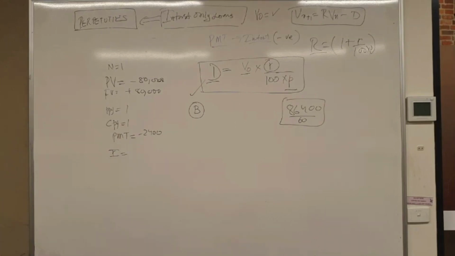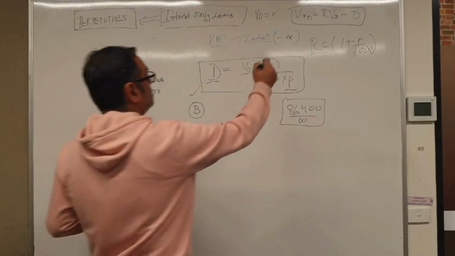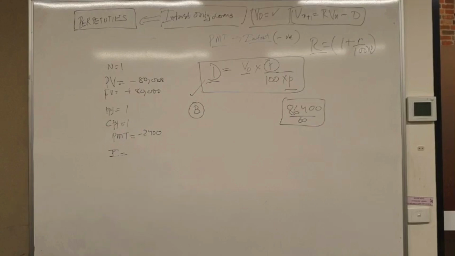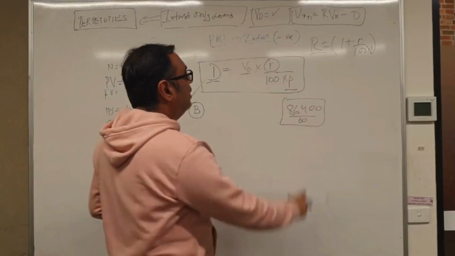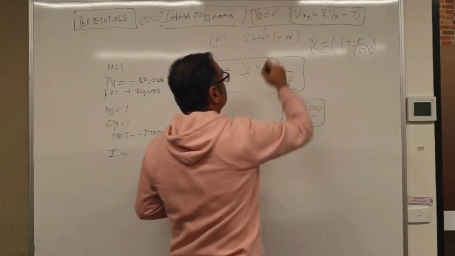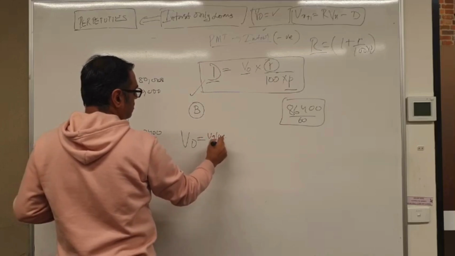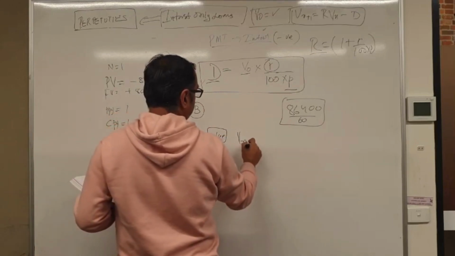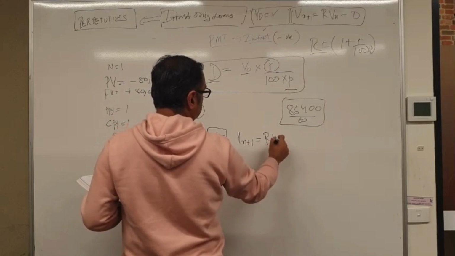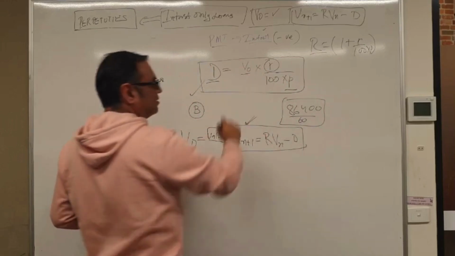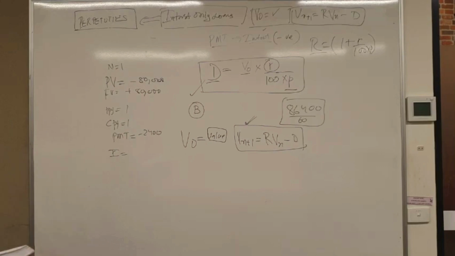So it says, which of the following recurrence relations can model this? Now he's talking about the recurrence relation here. Looking at its form, it says V0 equals a value, and this is very important, Vn plus 1 equals R times Vn minus D. If you look at this formula, can you eliminate a few choices?